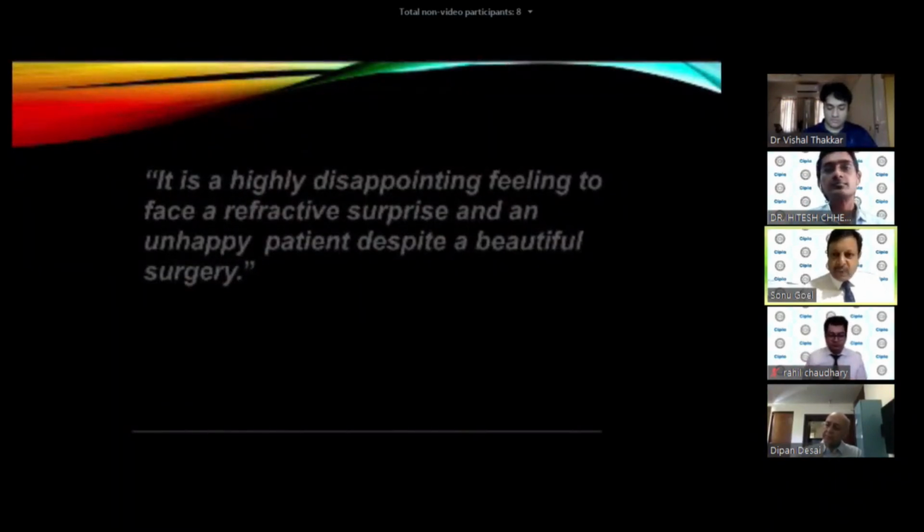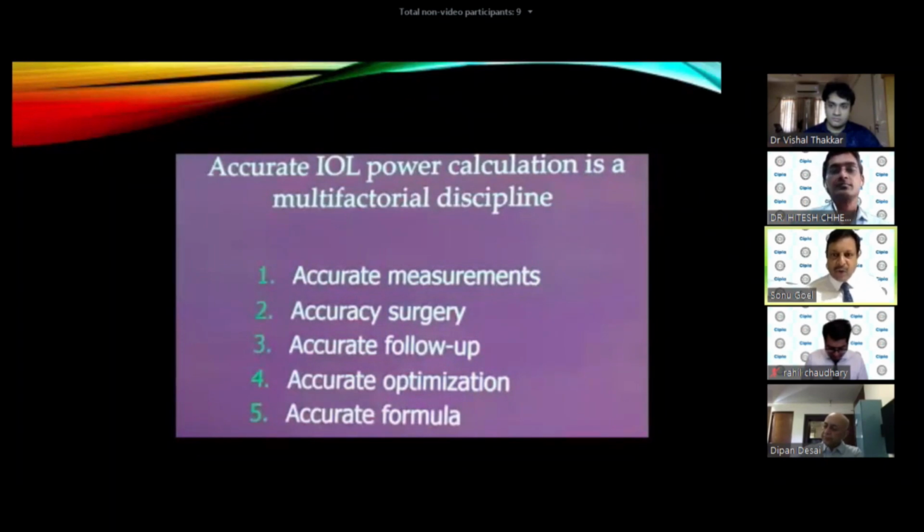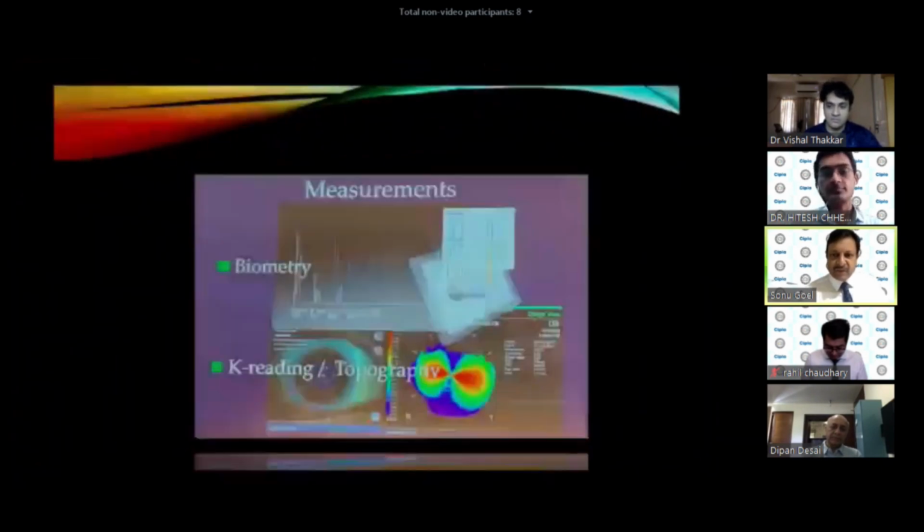It is a highly disappointing feeling to face a refractive surprise and an unhappy patient despite a beautiful surgery. And we all know cataract surgery in this modern era has become a refractive surgery. So 20/20 is the vision which is required by all. Accurate IOL power calculation is a multifactorial discipline. Accurate measurements, accurate surgery, accurate follow-up, accurate optimization, and the accurate formula is what is all required, and these together end up giving a patient that 20/20 vision which everybody requires.